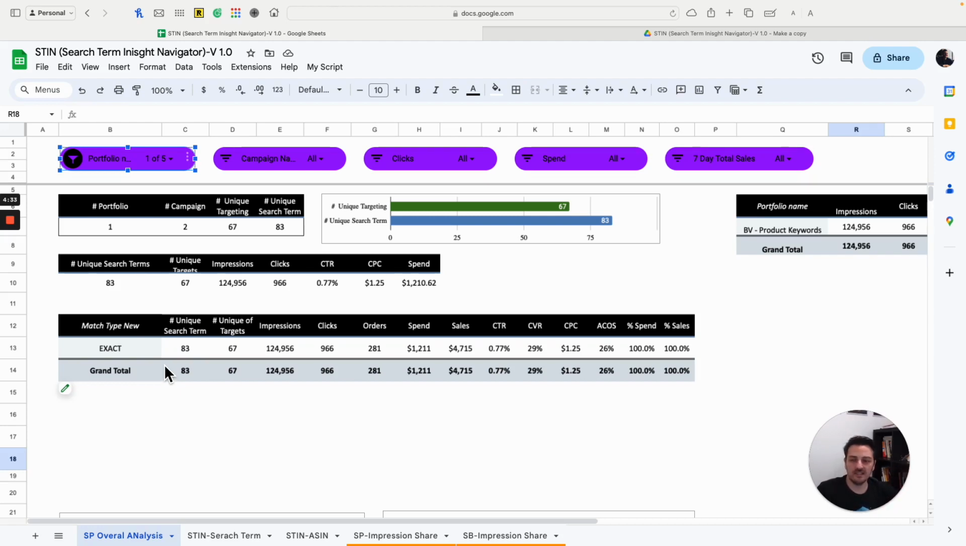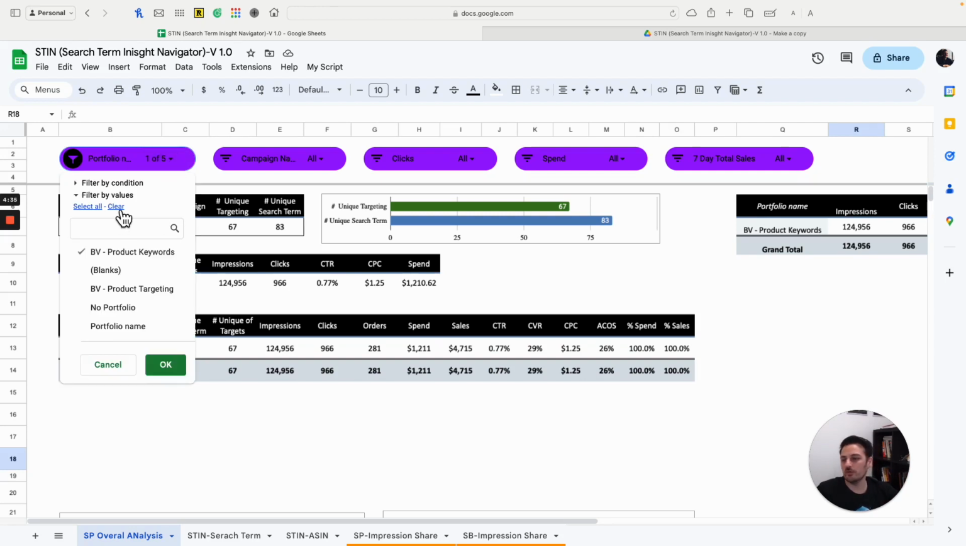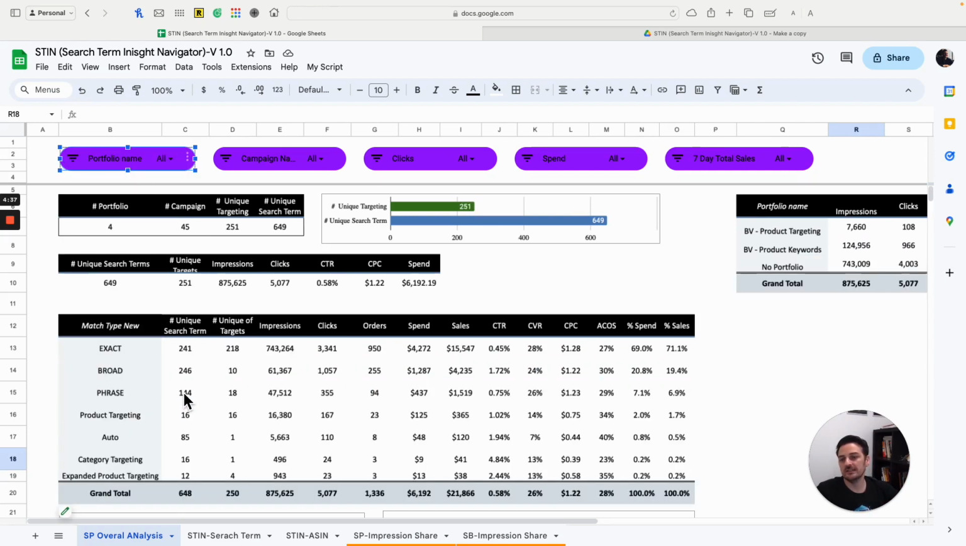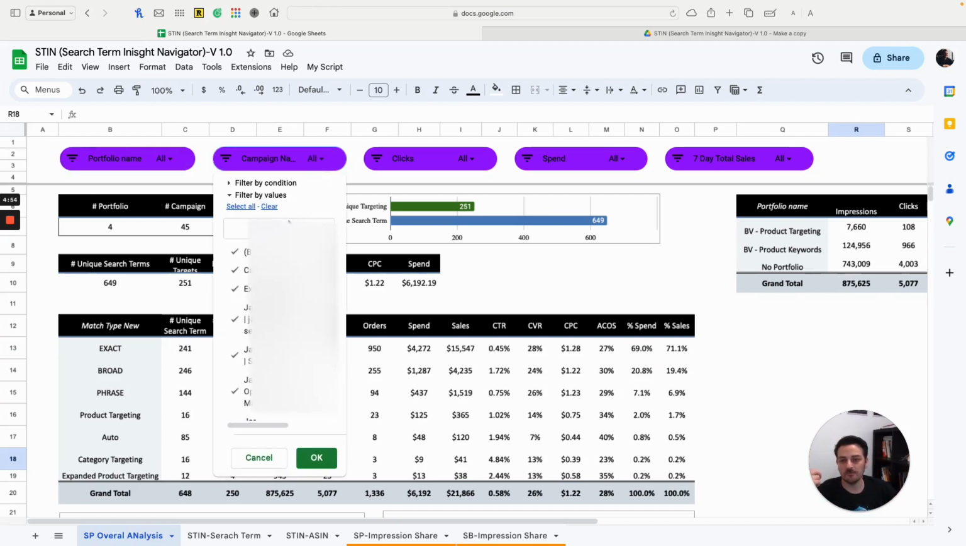Let's assume that you haven't done portfolios, fine. How do you want to find and narrow this down? You always have to have an identifier for related campaigns. So what we do is we put the ASIN in the campaign name. If you have an identifier related to that ASIN, you can easily just come here and say, either you can filter by condition.